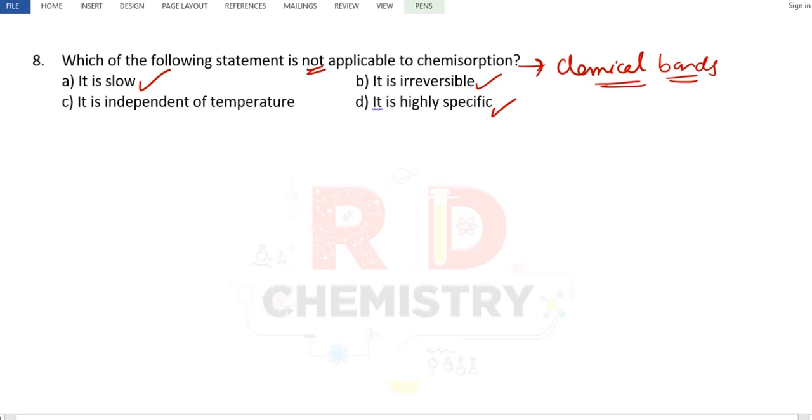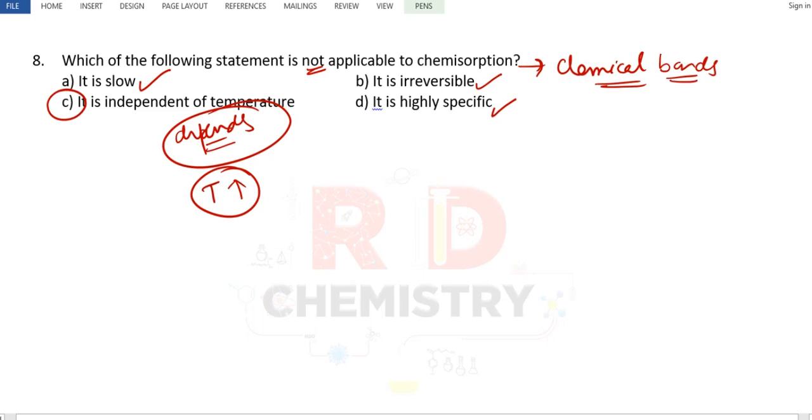Option C, it is independent of temperature. Actually, it depends on temperature. For a chemical reaction to take place, temperature plays a very important role. Larger the temperature, it can accommodate the activation energy required for the reaction. Therefore, it is not independent. It depends on the temperature. Therefore, C is the wrong statement they have given, right?